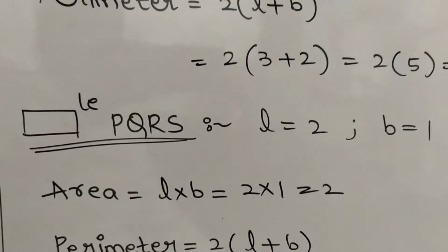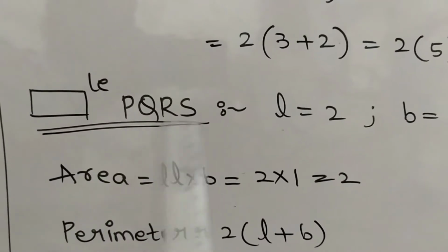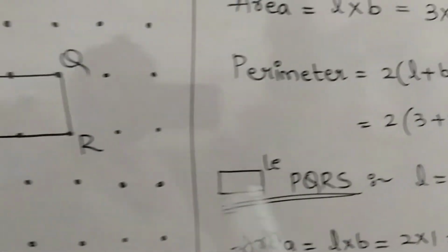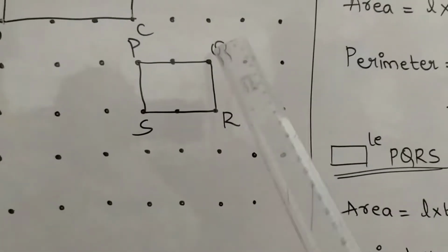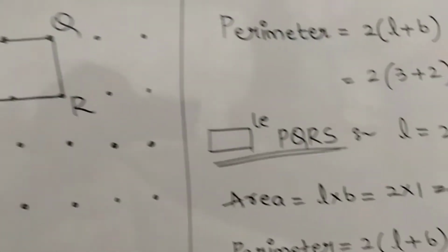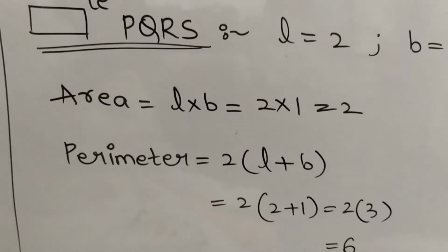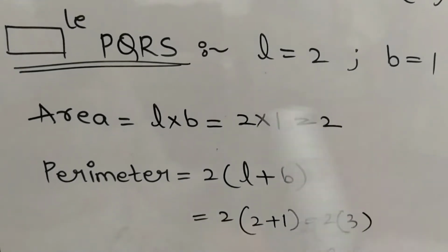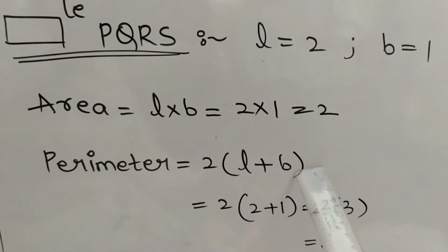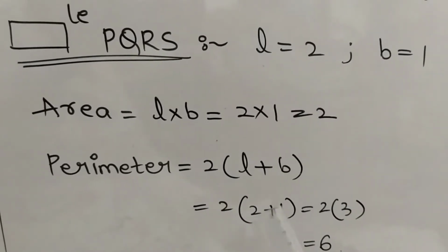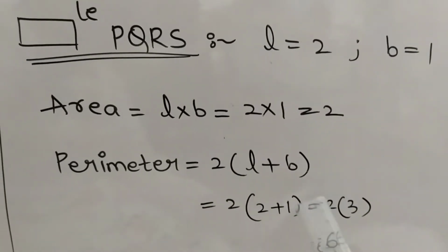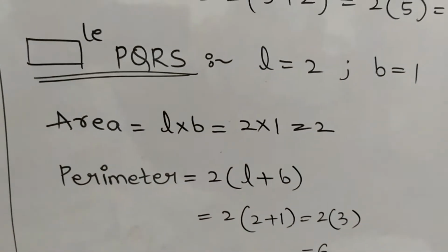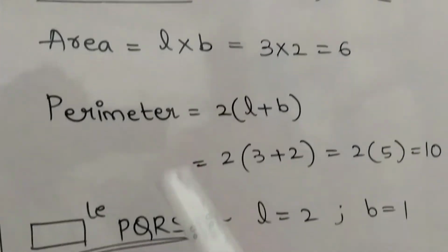Next see rectangle PQRS. For rectangle PQRS we have taken length 2 and breadth 1. Let us find the area. What is the formula, students? Area is length into breadth. So 2 into 1 equals 2. Now find the perimeter, 2 into (L plus B). L is 2, B is 1, so 2 plus 1 equals 3. 2 into 3 is 6. Here we got the perimeter 6 and area 2.